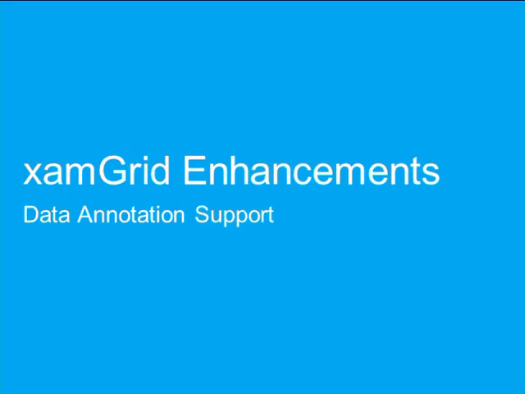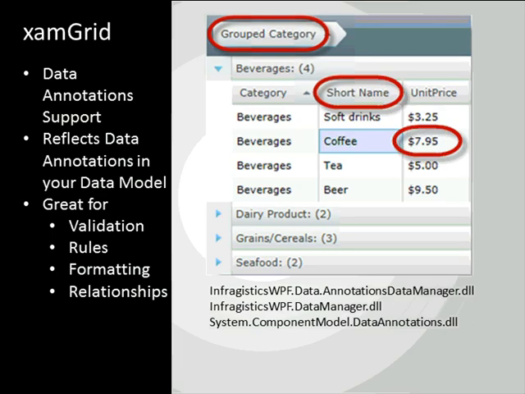Let's go back to our slides. And besides those 2 huge controls, we also had some enhancements to our existing controls. Now, we're always enhancing our grids. Grids are very important to us, so the bread and butter of line of business applications. So for the XAM grid, we gave it data annotation support.